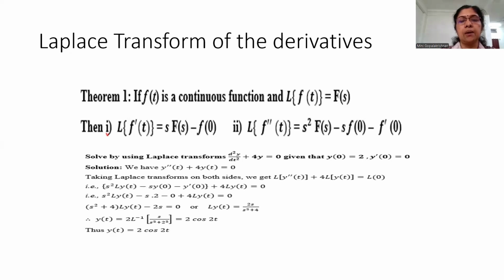When you take that, you will get 2 cos 2t, because s by s square plus 2 square is the inverse Laplace transform of cos 2t. So the functional value of the solution to our ODE is 2 cos 2t. Thank you.